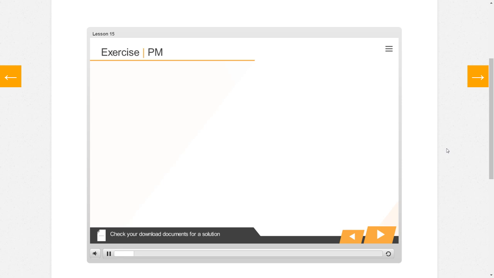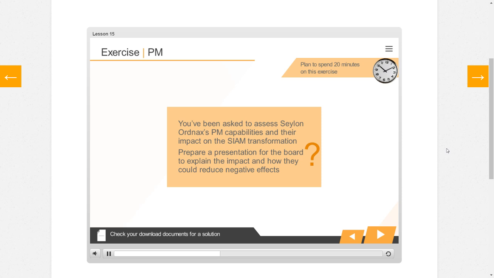Let's think about project management with an exercise. Plan to spend 20 minutes on this exercise, and don't forget to check out our suggested solution. As part of the Discovery Project at Ceylon Ordinax, you've been asked to assess their project management capabilities and their impact on a SIAM transformation. Capabilities describe a level of skill or ability to do something. Assume that you already know Ceylon Ordinax has poor project management capabilities. Prepare a presentation for the company board explaining the possible impact on a SIAM transformation and what they could do to reduce any negative effects.